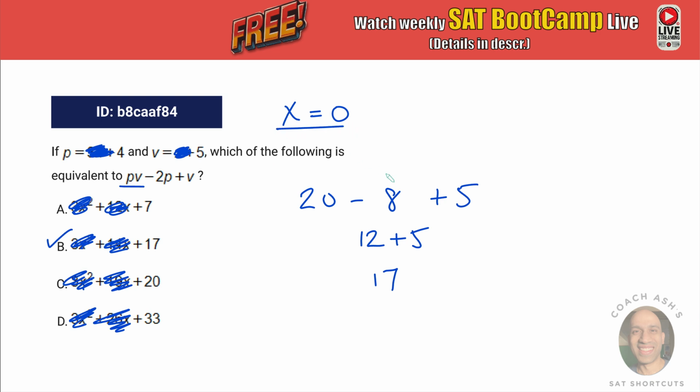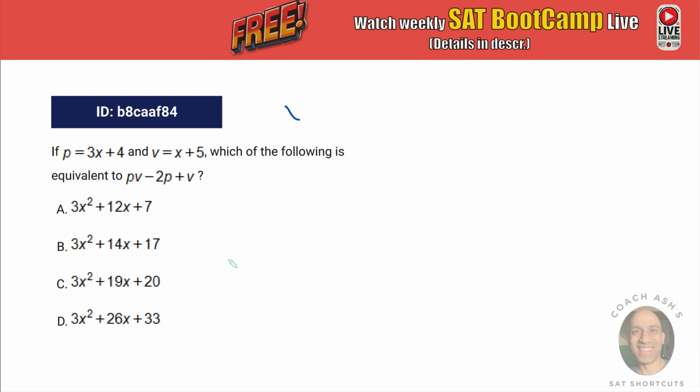Remember, this shortcut is super useful to solve this problem. But if you're aiming for a higher score, you also want to know how to solve this in full. So hopefully you are paying attention now. We're going to solve this fully because this will help you to solve a much bigger type of problem also. So what's pv? pv means you multiply 3x plus 4 and v is x plus 5. Let's just look at pv. What is this?